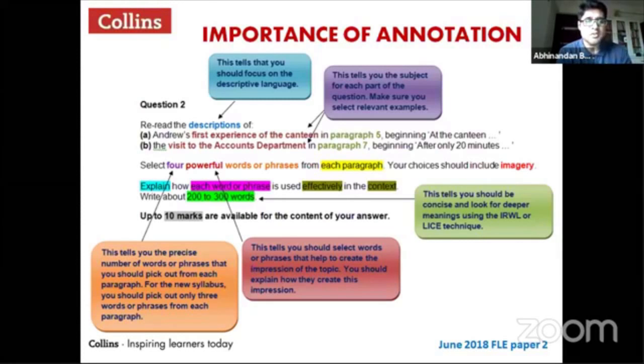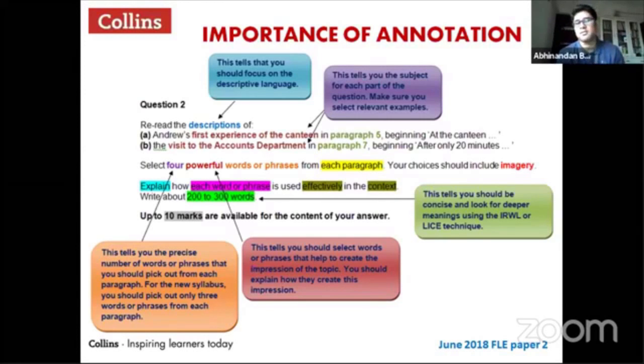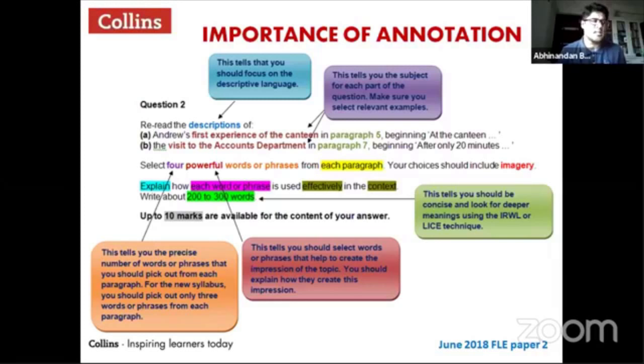So reread the description. It is always important to teach our learners to pick up the words and phrases on the basis of what has been asked in the question. Otherwise, what will happen? They'll end up picking up other words and phrases which are not relevant. And that is what happens often. It often happens.